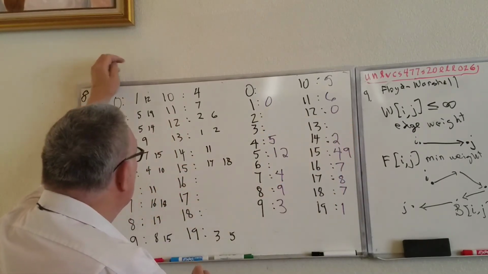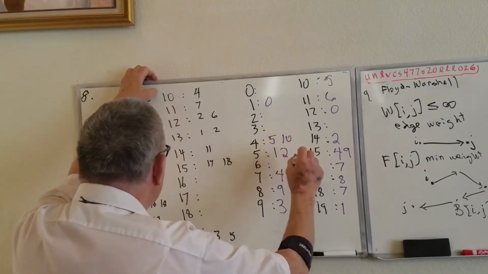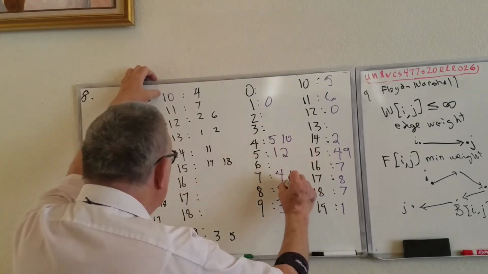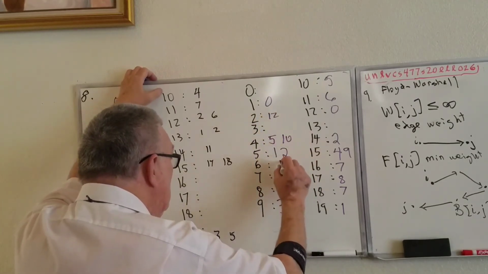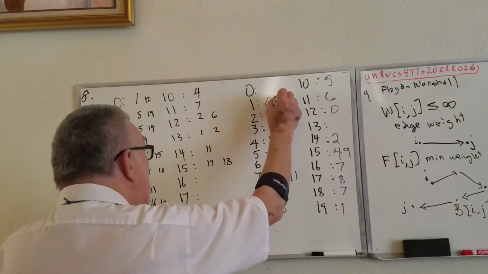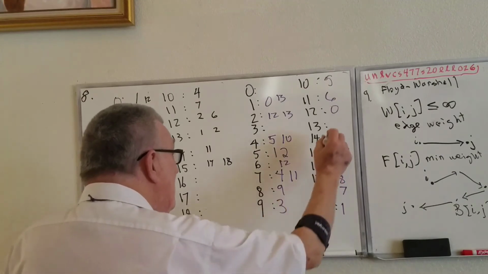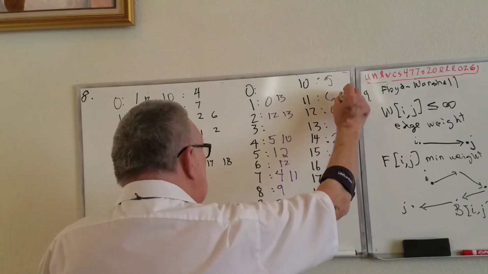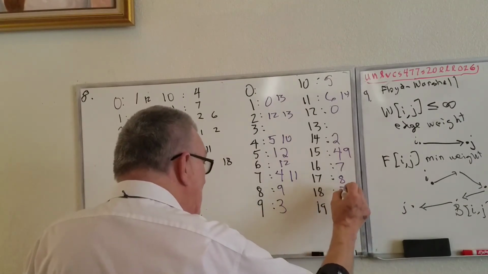And let's see, for 4, we put a 10. And for 7, we put an 11. And for 2 and 6, we put a 12. And for 1 and 2, we put a 13. And for 11, we put a 14. For 17 and 18, we put a 15.